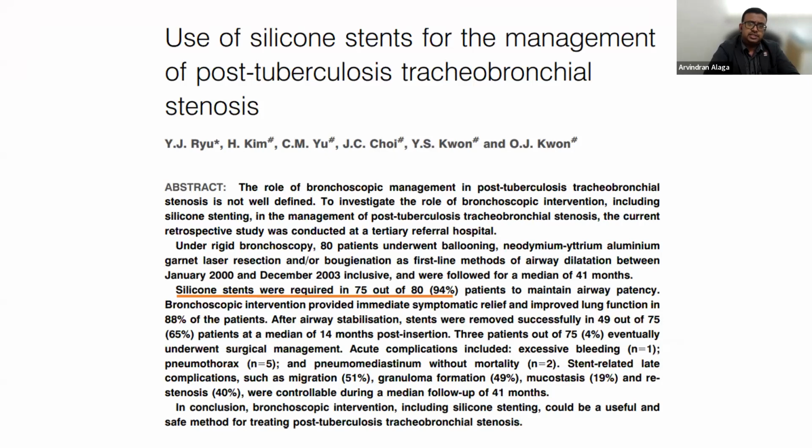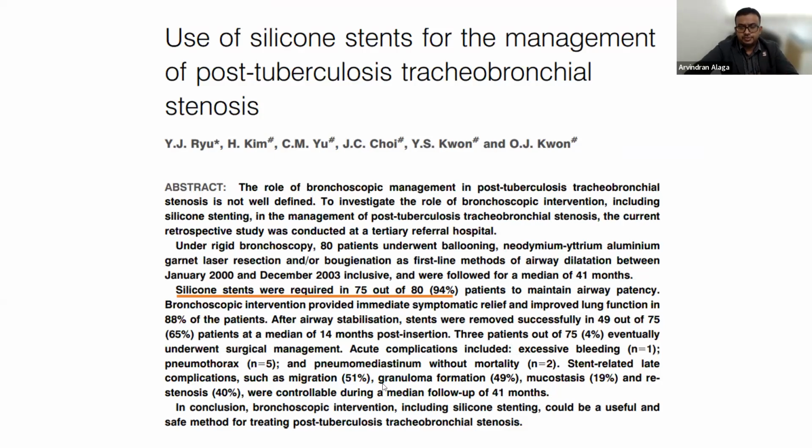Many people prefer to insert silicone stents for non-malignant cases. This is one of the papers from Korea. Silicone stents were required in almost 94% of cases to maintain airway patency, and usually after airway stabilization, stents were removed successfully in 65% of patients at around 14 months post-insertion. So they insert the stent and wait for almost 1 year. If the patient is stable, they try to remove the stent.